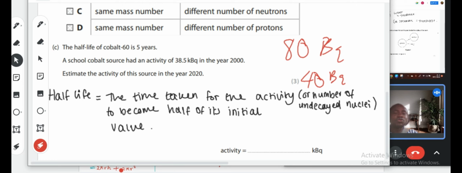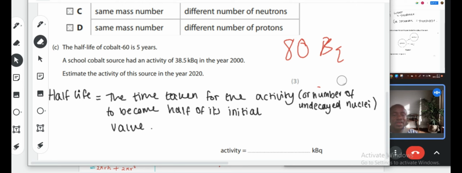In 2 hours? Yes, 2 hours, because half-life is the time taken for the activity to become half of its initial value. It started with 80 becquerel, then after 2 hours, the activity is now 40 becquerel. So the half-life is that time taken for the activity to halve itself from 80 to 40. The time taken is 2 hours. So 2 hours is the half-life based on the illustration I gave you.